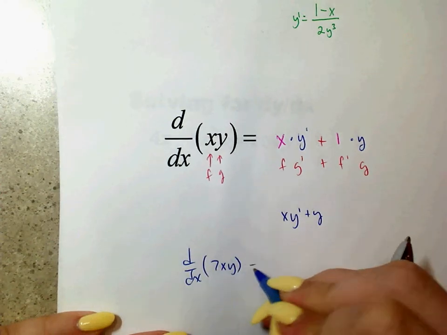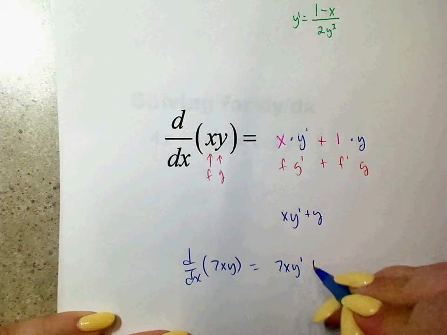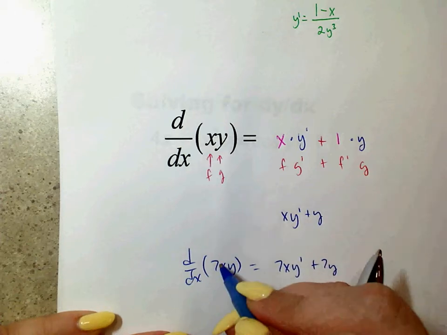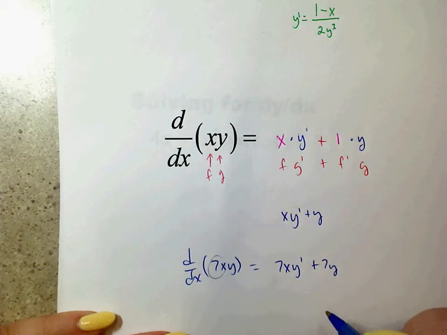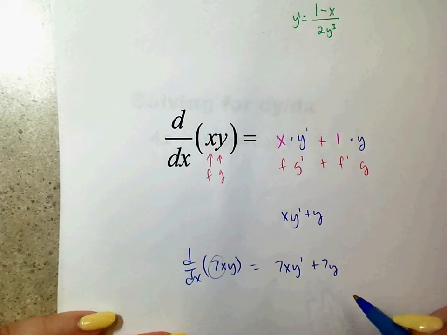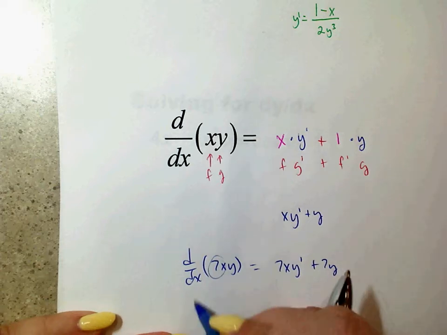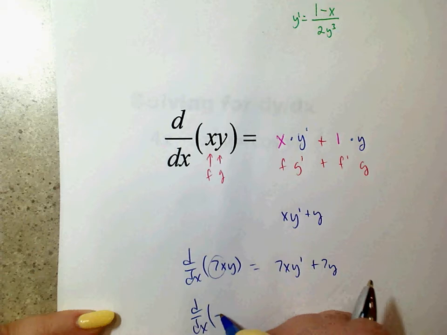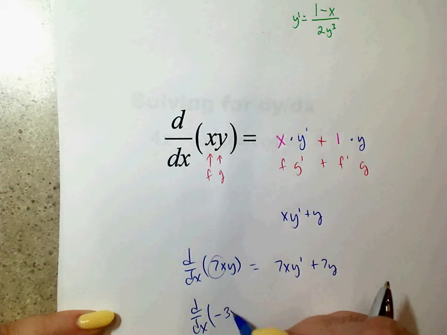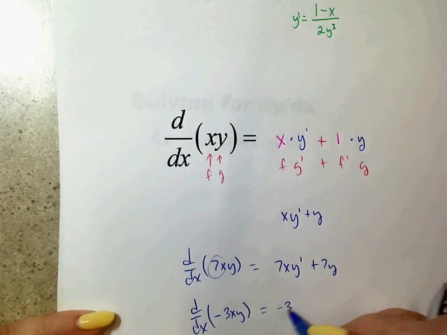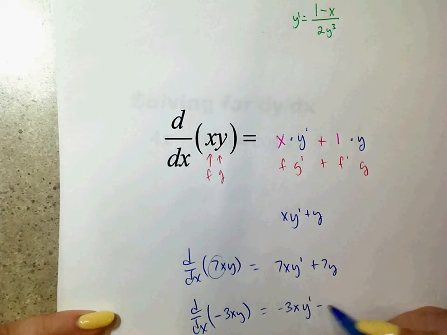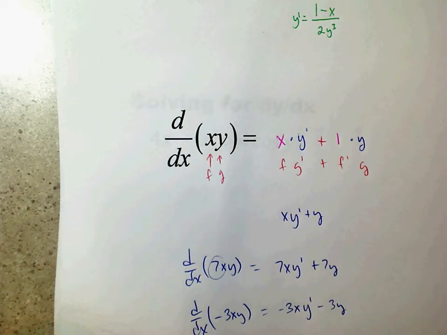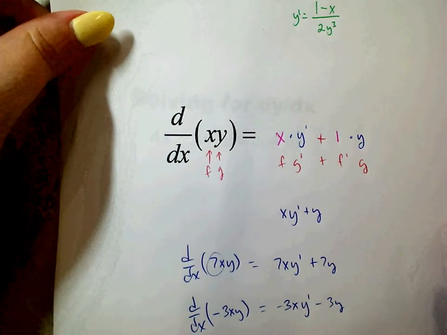I'm going to say 7xy prime plus 7y, because I consider 7x to be the first function and y to be the second. Okay? You have to be careful though, because sometimes it's like a negative 3xy. So that would be a negative 3xy prime minus 3y. Just multiply xy prime plus y times the coefficient.